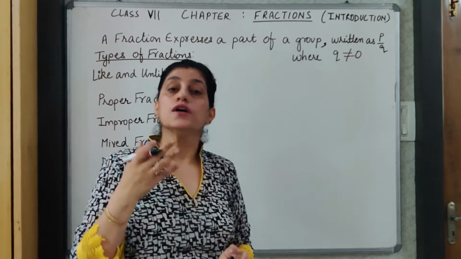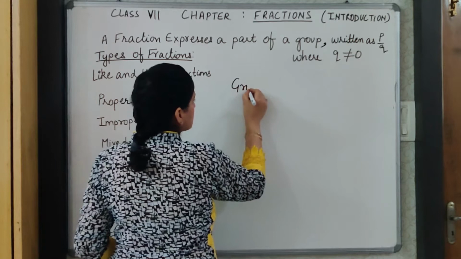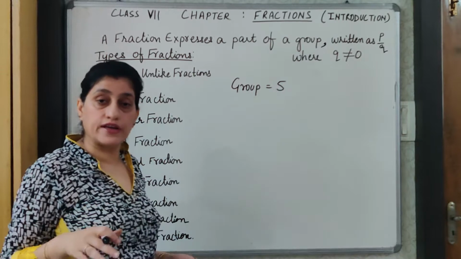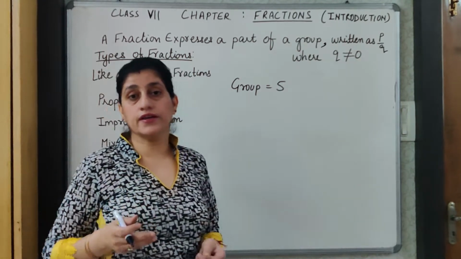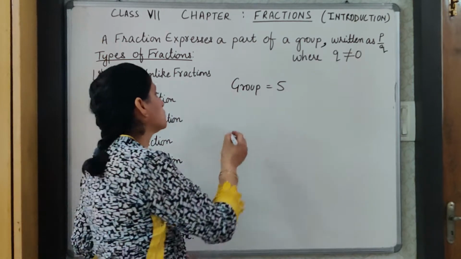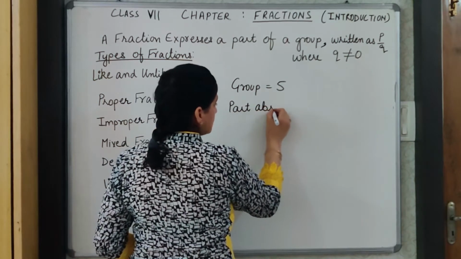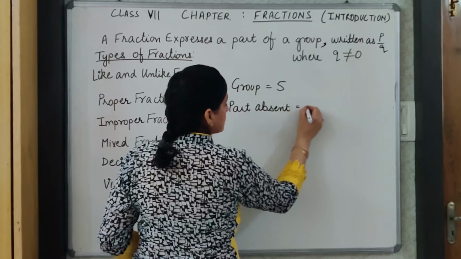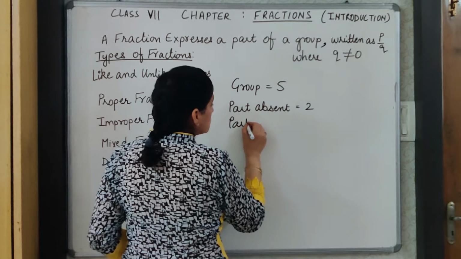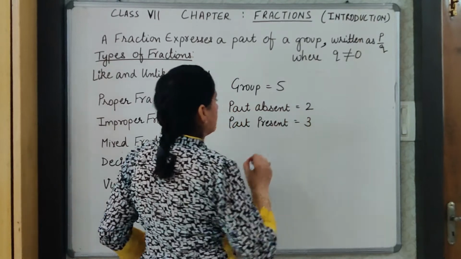Suppose in your school you have 5 friends. So your group becomes 5. This is the total group, 5. Now, on a particular day, suppose 2 of your friends are absent. Okay? So, what part is absent? 2 are absent. And how many will be present? So, the part present will be 3.